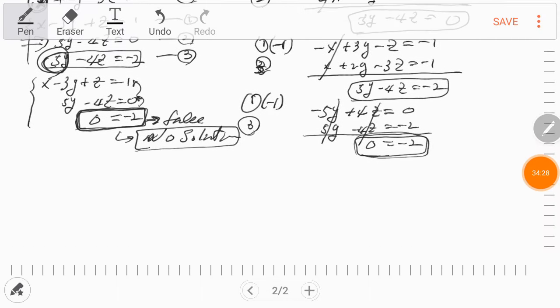Okay, what if the last equation is 1 equals 1 or 3 equals 3, which is true?